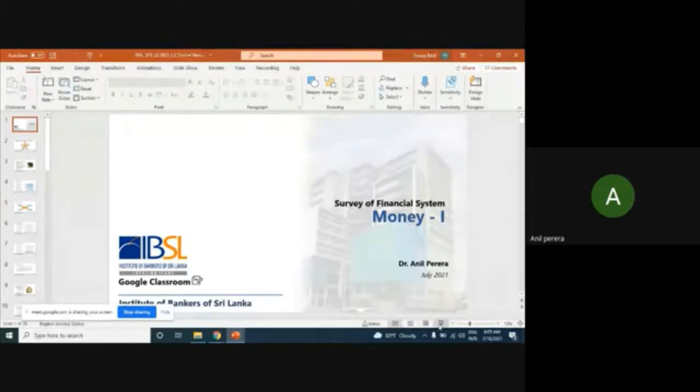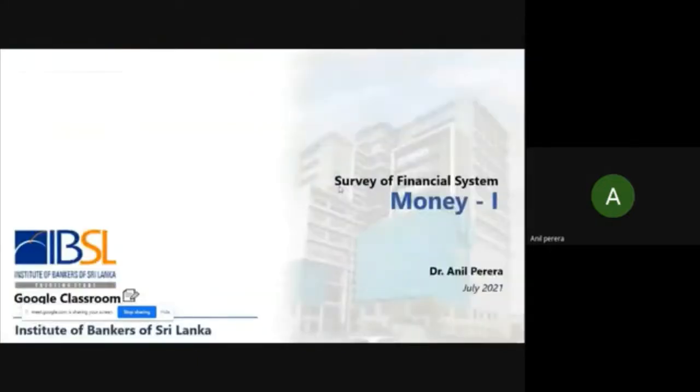Now, money is, as I said, one of the important discussions of this subject. If you look at the paper of this survey of financial system, there is a substantial weight on money, which means there are a couple of questions on money as well as some short answer questions. So in any exam paper, this is a very significant part.